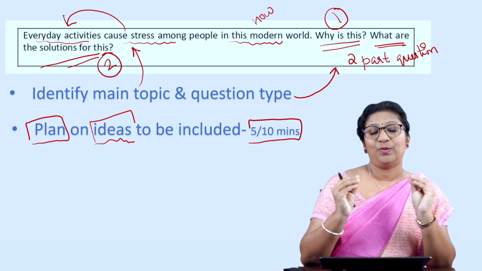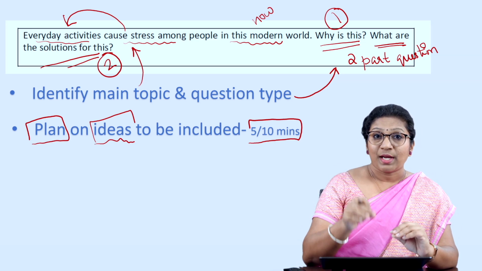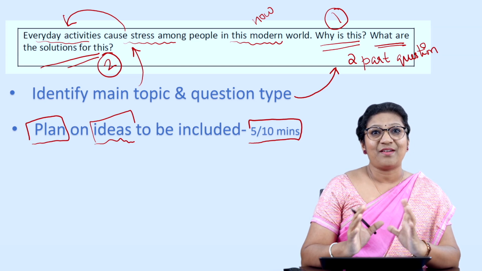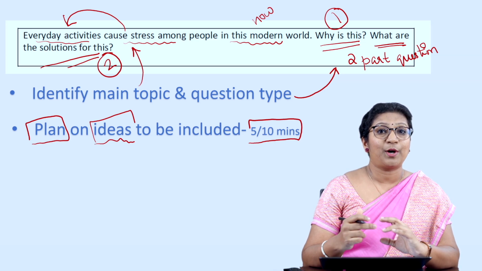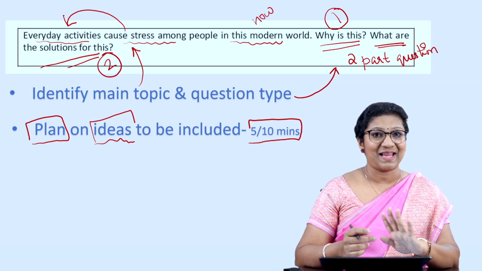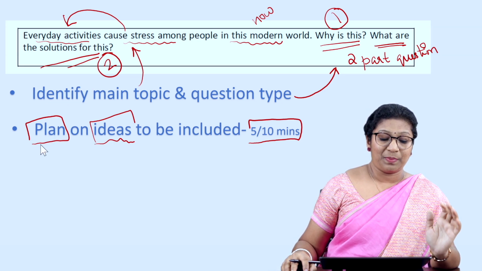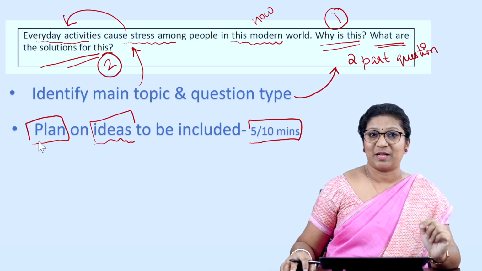So we plan, we decide on the ideas, the points that we will include in the essay, and we also have an understanding of how many ideas I should be including, you know, what point should come first, what should come second, and so on. So it's very, very important to plan your essay carefully, taking a good 5 to 10 minutes of your time.